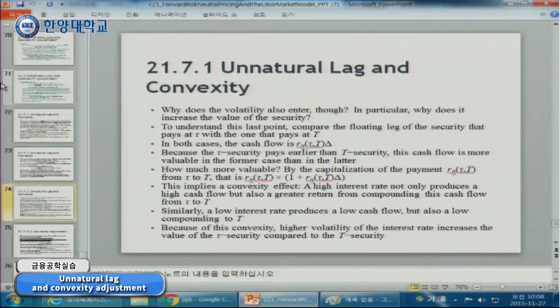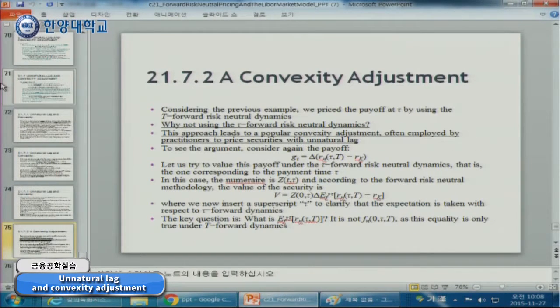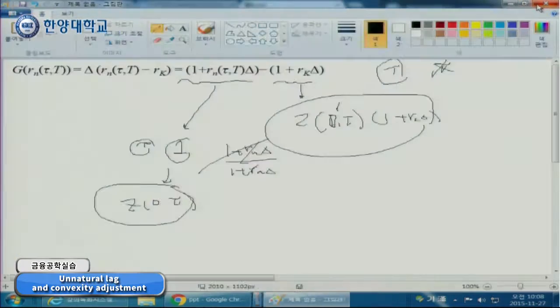About the convexity adjustment, let's cover this next class. Okay? Thank you and see you next week.